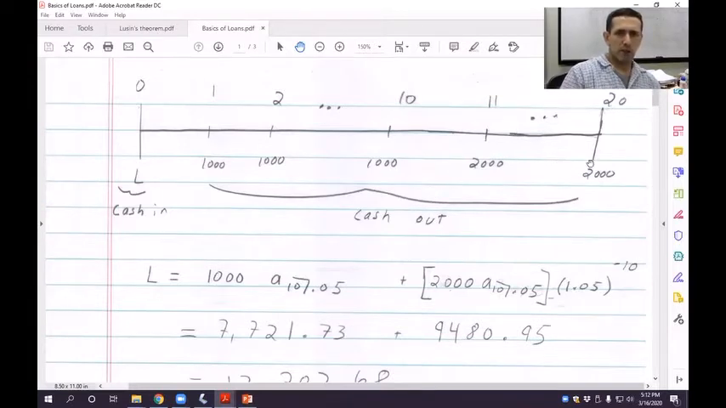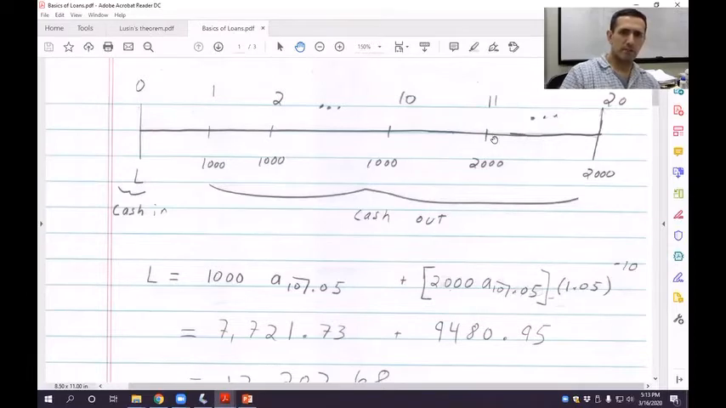The present value at t equals 10 of the 2,000 payments is 2,000 a angle 10 at 5%, because, as we've done dozens of times, the 2,000 payments are at the end of each year. So the end of the 11th year is t equals 11. We do the 11th year to the 20th year.